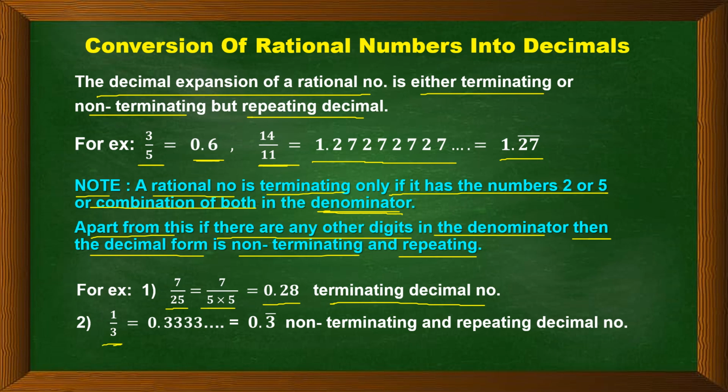Now 1 by 3. Over here we have a number other than 2 and 5 whose decimal form is 0.3333 and continuously, or we can say 0.3 bar. So it is non-terminating and repeating decimal number. So just by looking at the denominator of a rational number, we can tell whether it will be terminating decimal expansion or it will be non-terminating but repeating decimal expansion, right?